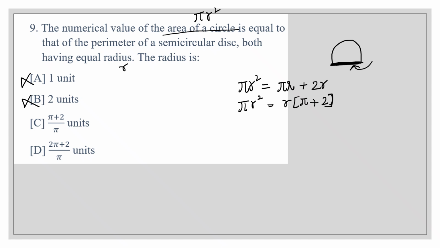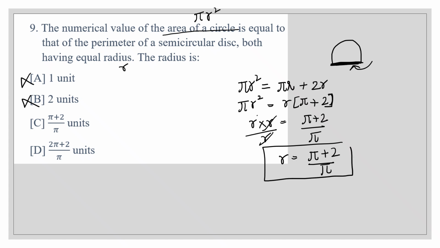Send pi to the denominator. R into r is equal to, I'm sending r to this side, pi plus 2 upon pi. So this will be cancelled. R is equal to pi plus 2 upon pi. Do we have such an answer? Yes. C.